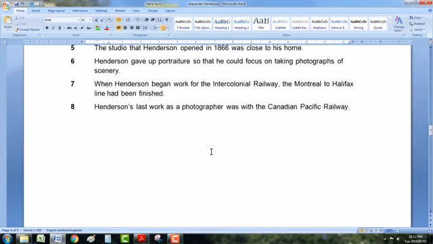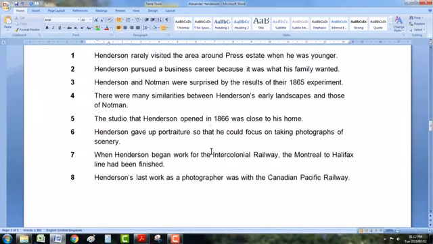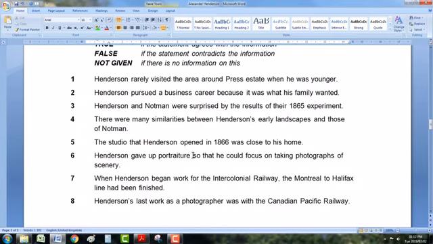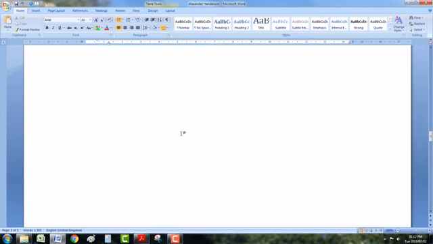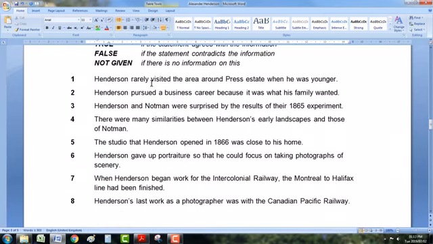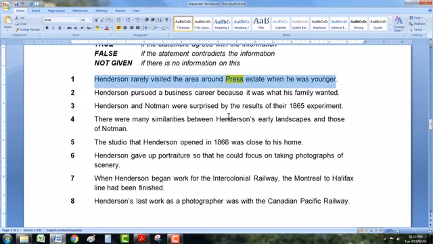Let's move on to the true, false, not given. So we're going to start all the way at the beginning as well. There's no point in finding all of them before because it's probably the whole passage, just like this was the whole passage. So we're going to start at the beginning. We're going to look for Press Estate. And what do you think the target language is in there? Henderson rarely visited the area around Press Estate when he was younger. That's going to be our target language over there.